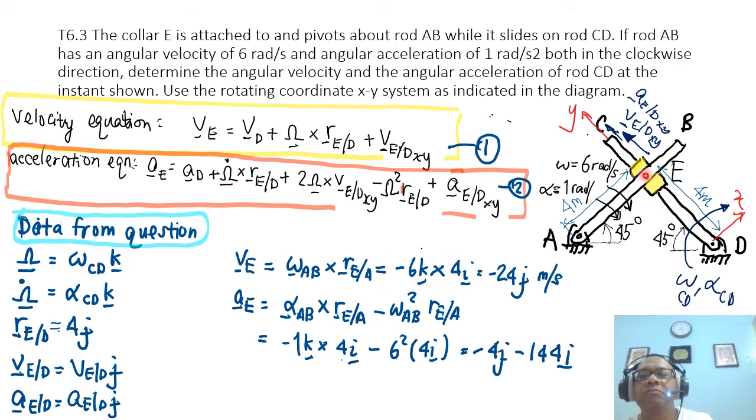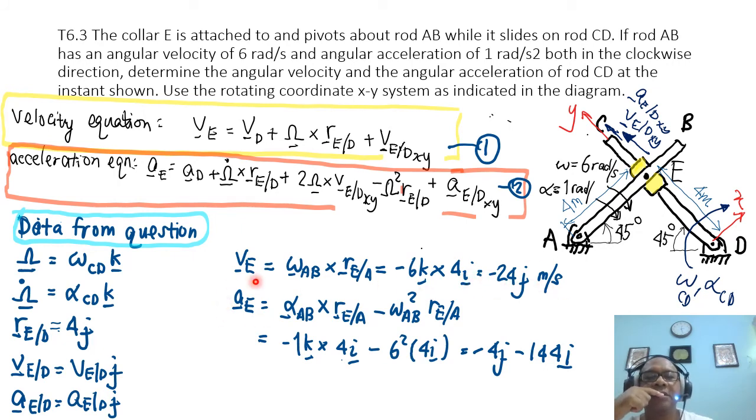I know that point B will move together with rod AB. Okay, so VE equals omega AB cross position vector E relative to A. This is a fixed axis rotation about A. So the rotational speed omega AB is minus 6K, cross position 4I. 4I is the direction. So it's 4I. So minus 24J meters per second.